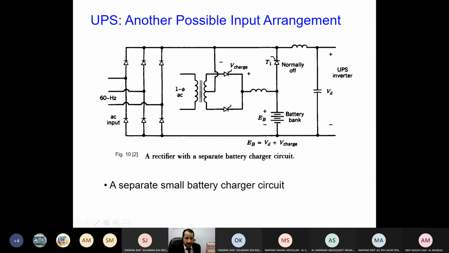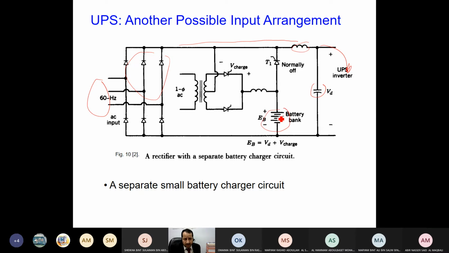By the way, in all the previous methods, we use the same supply. Sometimes we can use a different supply to charge the battery. For example, have a look here. In this circuit, we have the 3-phase supply. This is a 6-pulse rectifier, and then come the inductance and capacitance to go to the load.